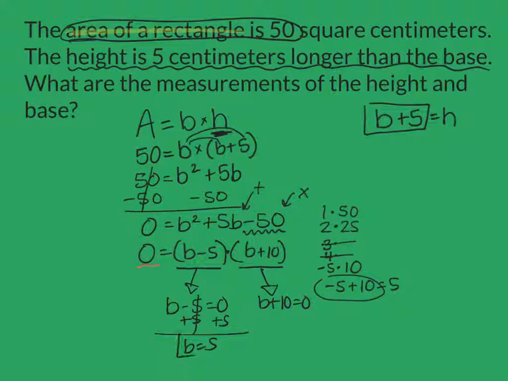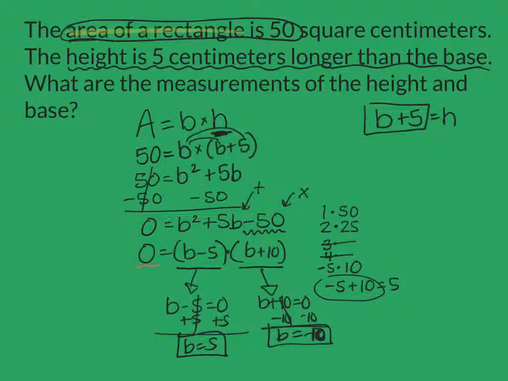B equals 5 and B equals negative 10. So at this point, I have two options for what the base could be. The base could either be positive 5 or negative 10. So what I need to do now is think about what actually makes sense for this problem.